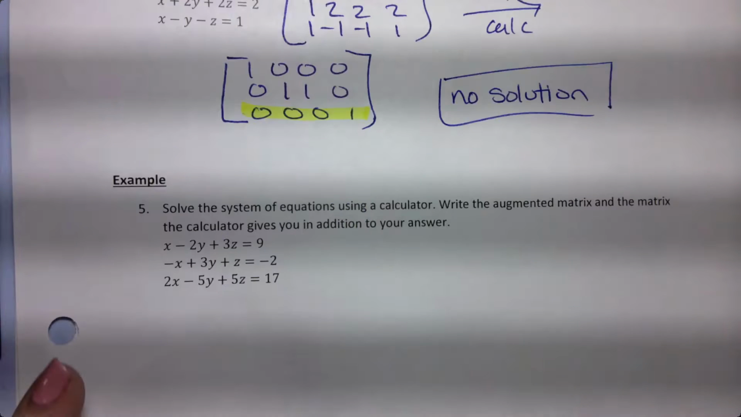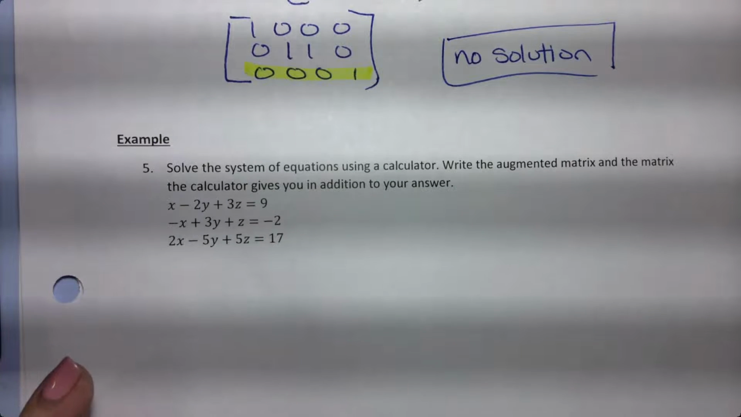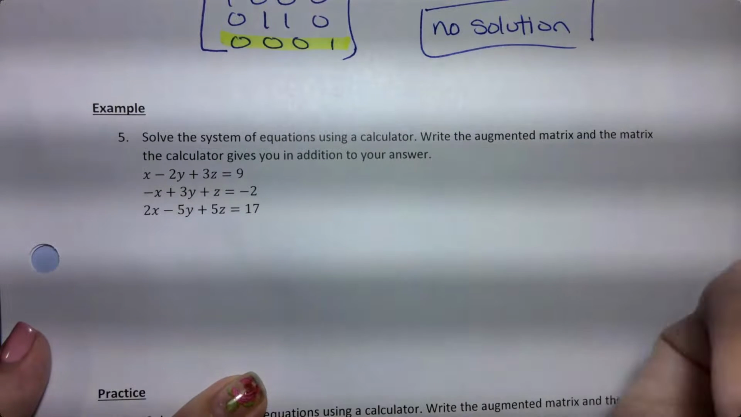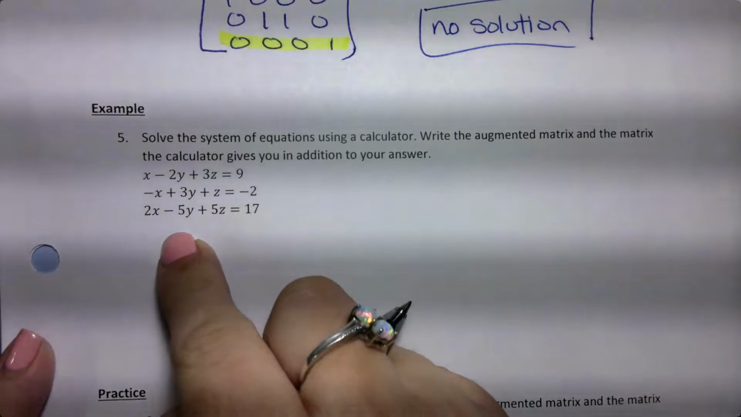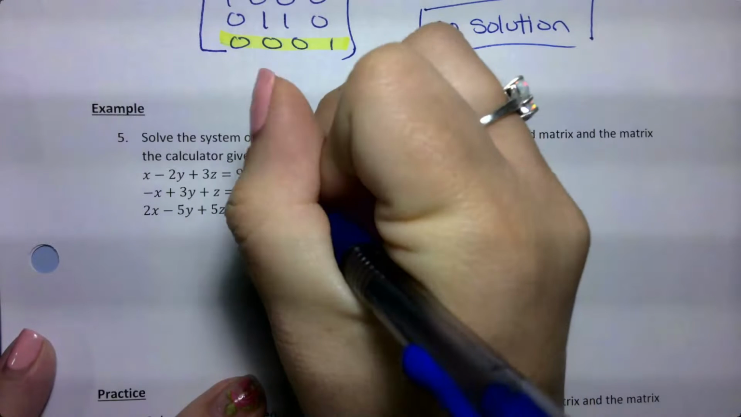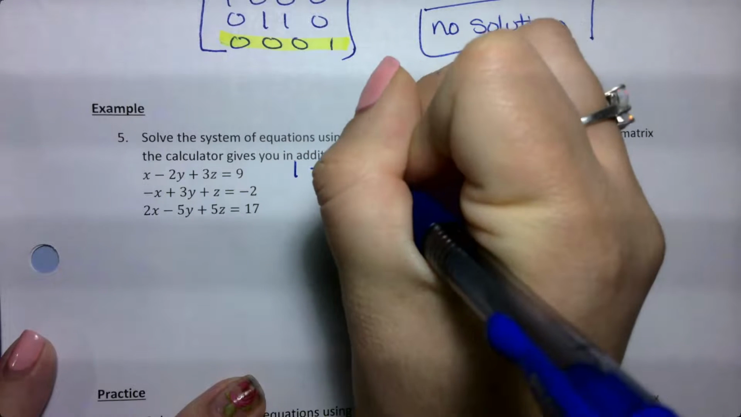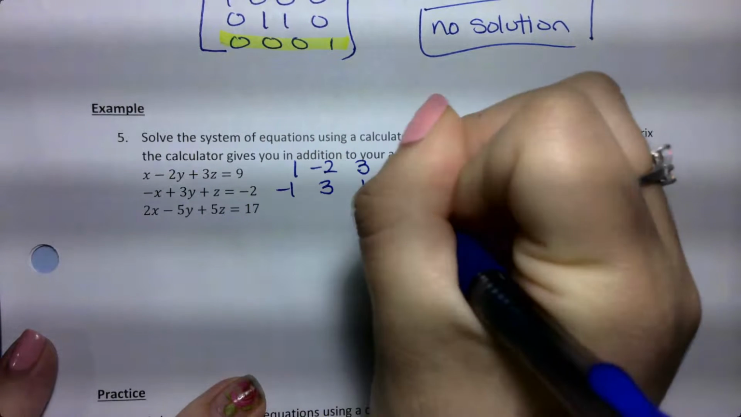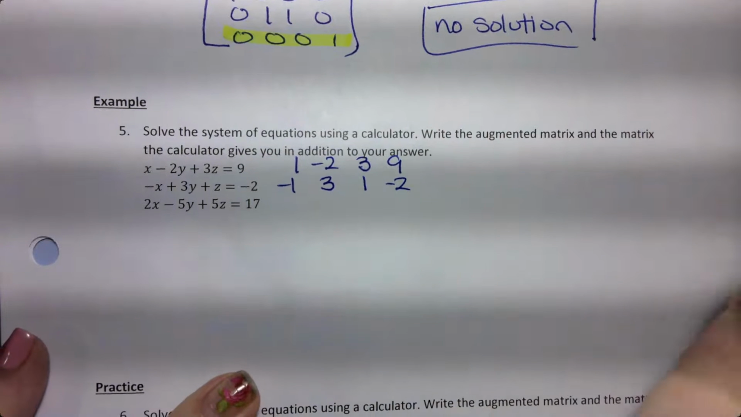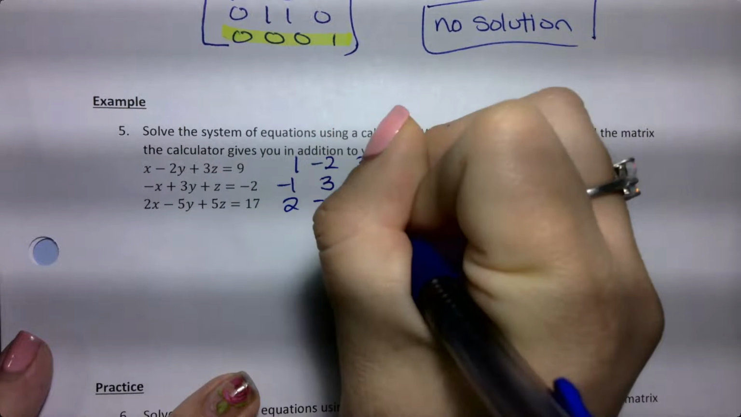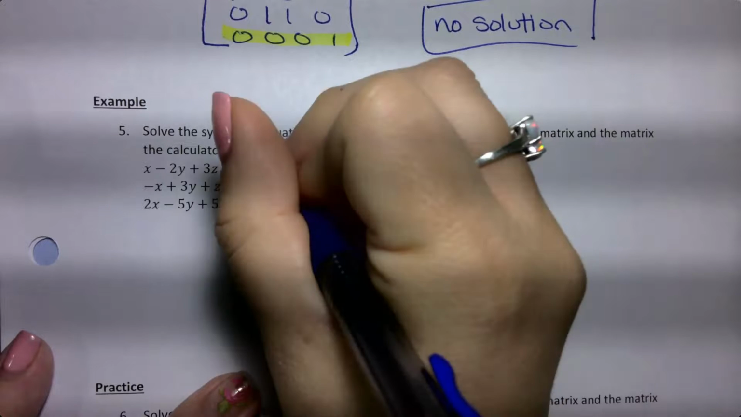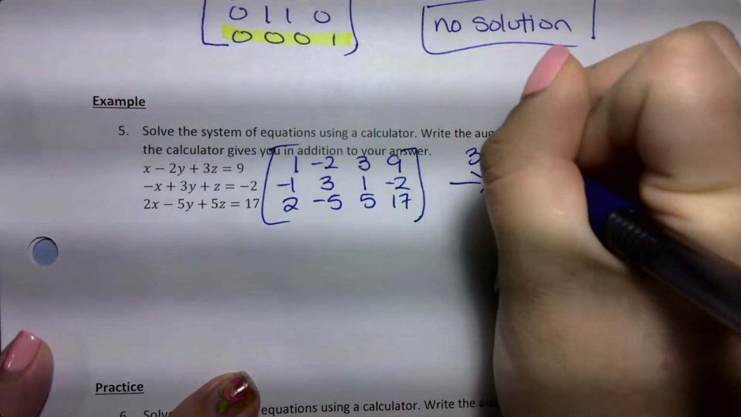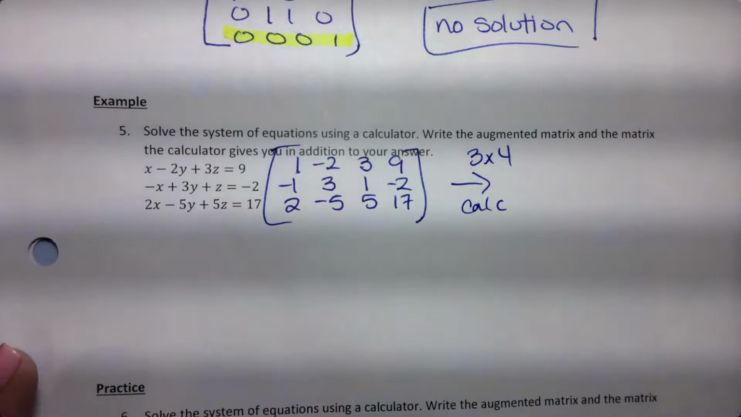Okay, we just have one more example to work through. So I want to go ahead and plug this one into the calculator. Before that, I need to write my augmented matrix. I have 3 equations with 3 variables, so I can just start off by writing the augmented matrix. I have 1, negative 2, 3, 9, negative 1, 3, 1, negative 2. Then I have 2, negative 5, 5, 17. This one is a 3 rows, 4 columns. I'm going to go type this into my calculator.